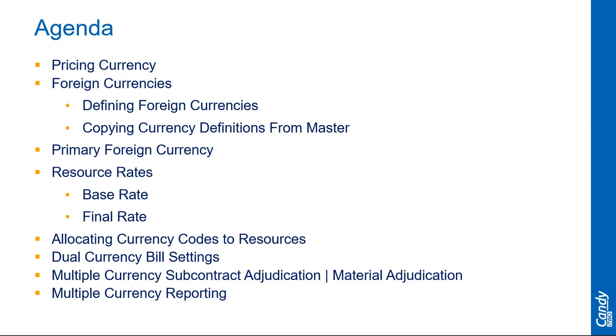We'll look at allocating currency codes to resources. How do we go about attaching the currency codes to resources? We'll look at dual currency bill settings. We'll look at multiple currency subcontract adjudication, as well as multiple currency material adjudication, and we'll look at multiple currency reporting and where currency codes are used in other modules within Candy.